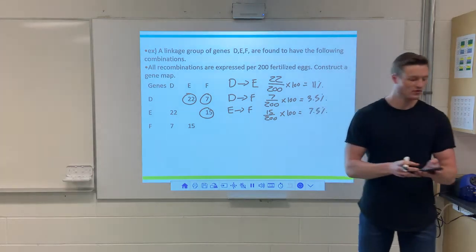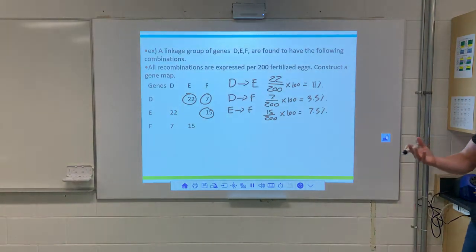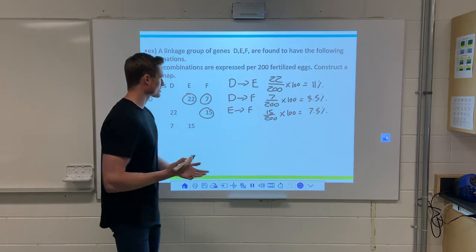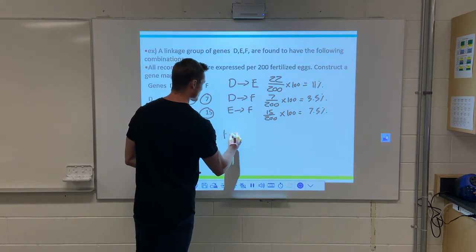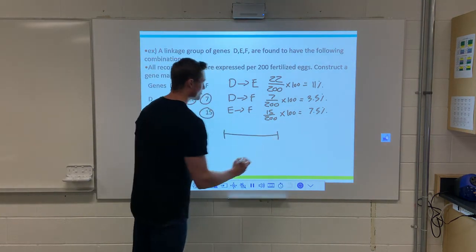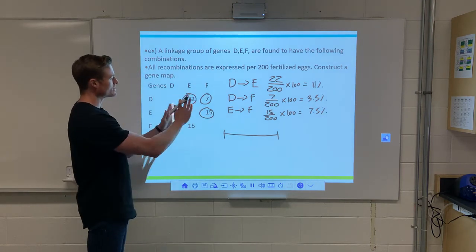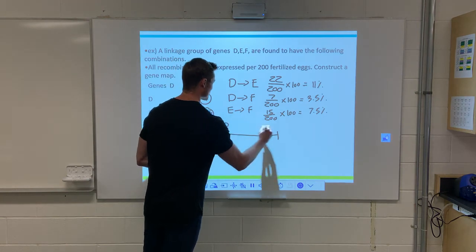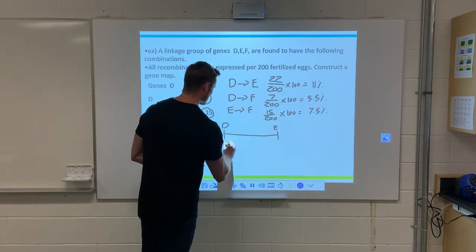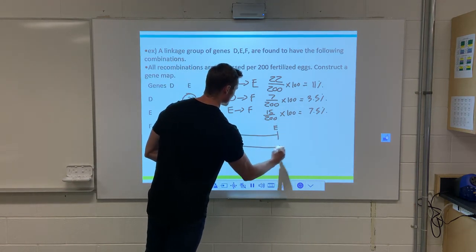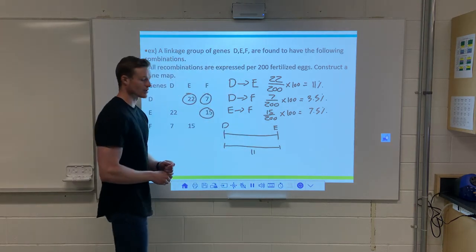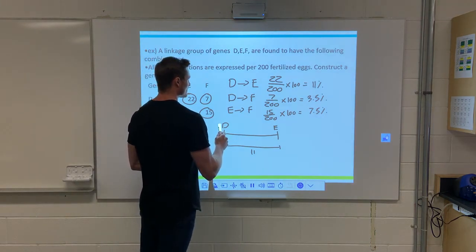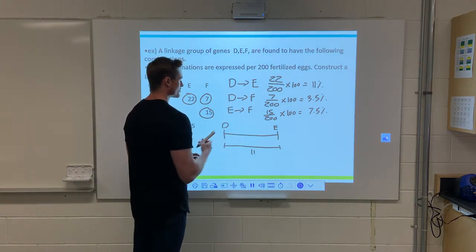Now, some of you can probably see what the map will look like, but let's draw it out just to make sure. Now, this is a trick I like to do. It doesn't always work, so you need to make sure the numbers add up. But I like to look at it and say, okay, D and E are the farthest apart. I'm going to put them on opposite ends of my map. So I'm going to put D here and E here. And then just to keep track of everything, I know that they're 11 map units apart. D to F is going to be 3.5, and E to F is going to be 7.5.